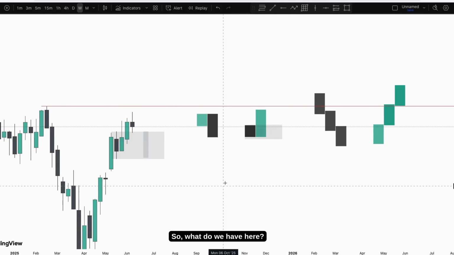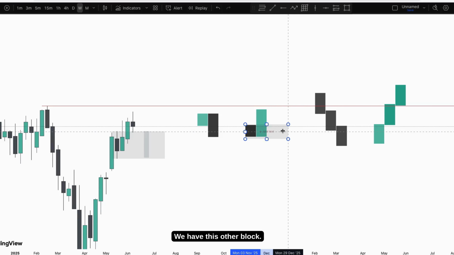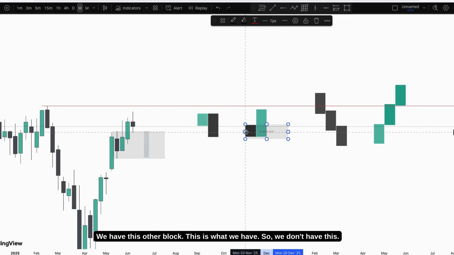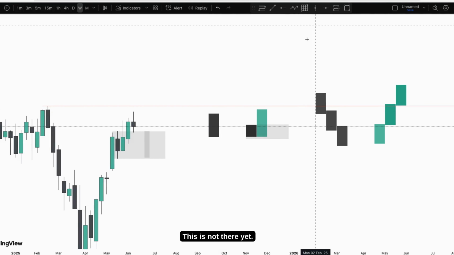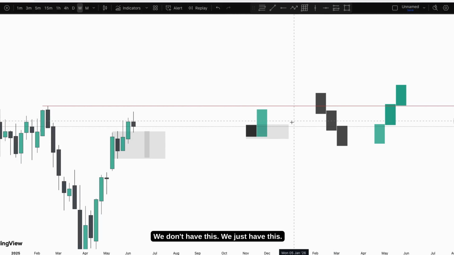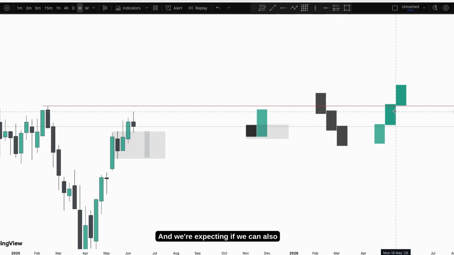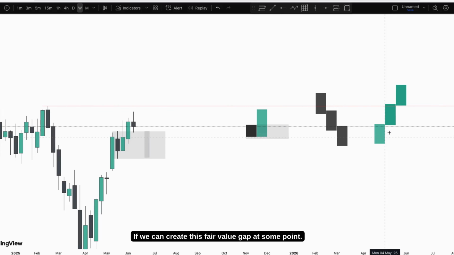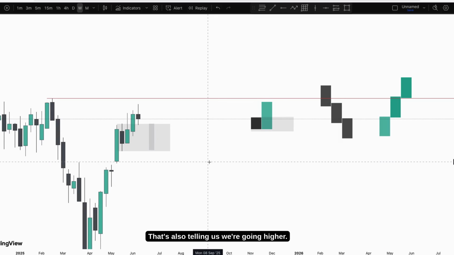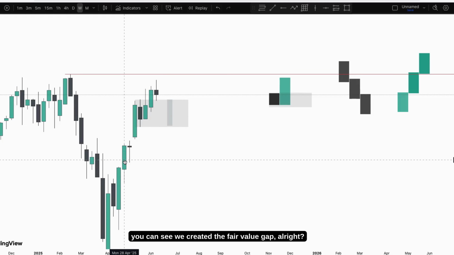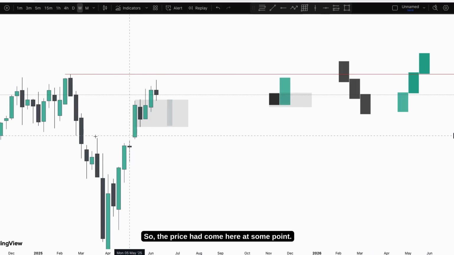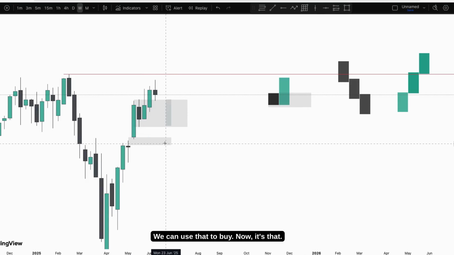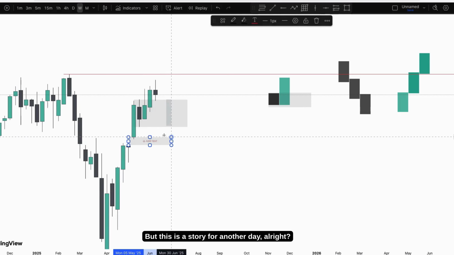So what do we have here? We have this other block. We have it here, all right? We have this other block. This is what we have. So we don't have this. This is not there yet. We don't have this. We just have this. And we're expecting if we can also create this at some point. If we can create this fair value gap at some point, that's also telling us we're going higher. But if you look lower down here, you can see we created the fair value gap. All right. So if price had come here at some point, we can use that to buy NASDAQ. But this is a story for another day.